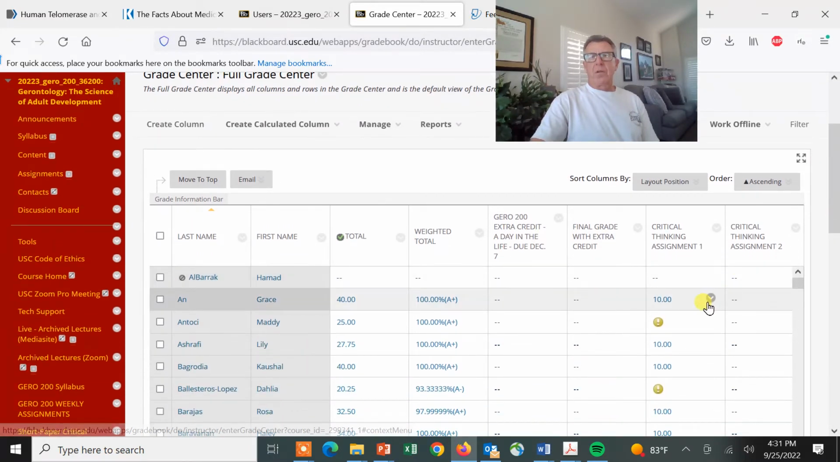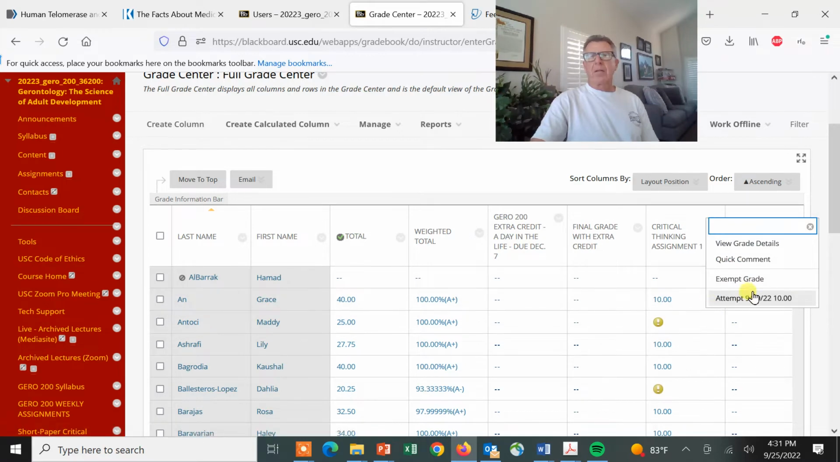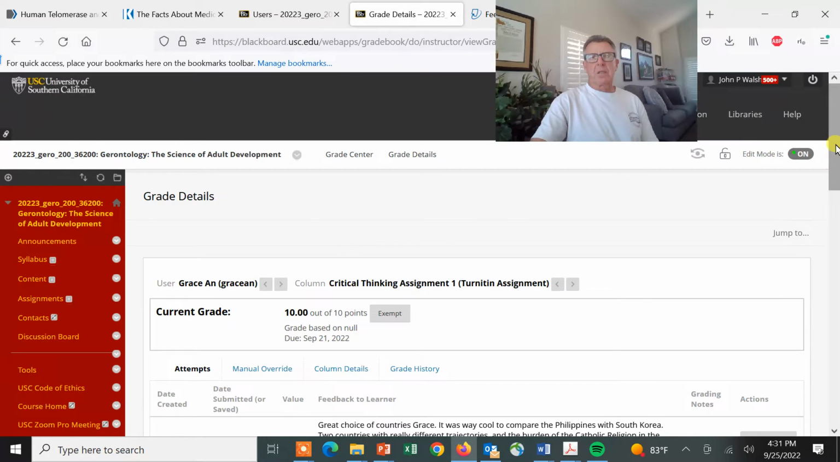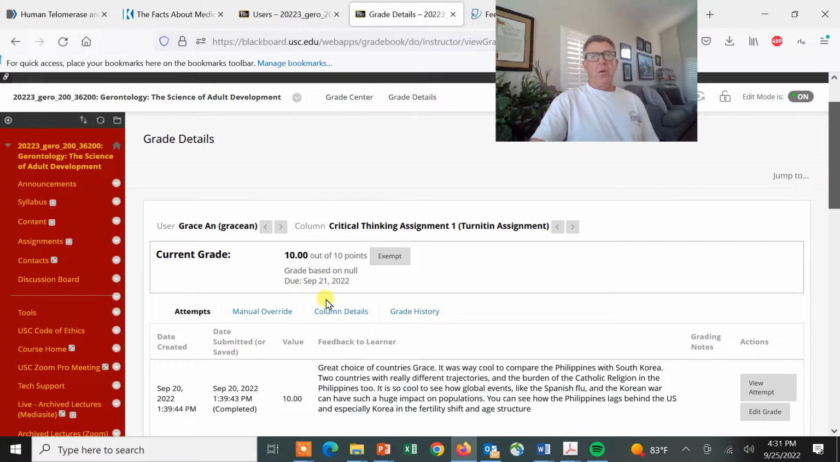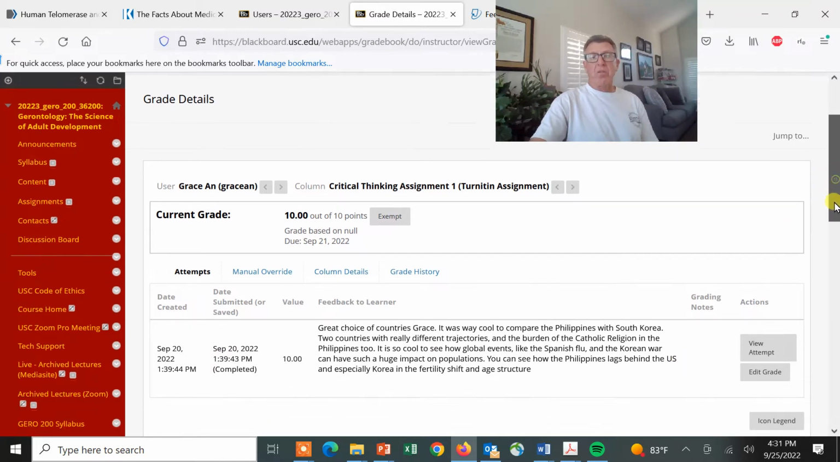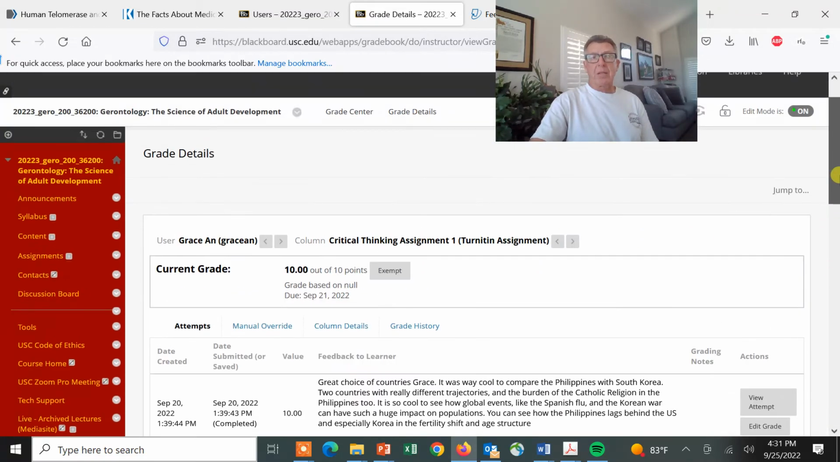And so we can look at view grade details right here, okay? And so you see that, again, it was due on the 21st, and Grace turned hers in on September 20th. So again, you're gonna change that grade if Grace would have turned this in like September 30th. Then, unless otherwise told, you're gonna take off points for being late. So just remember that. Okay, I'm gonna go back.